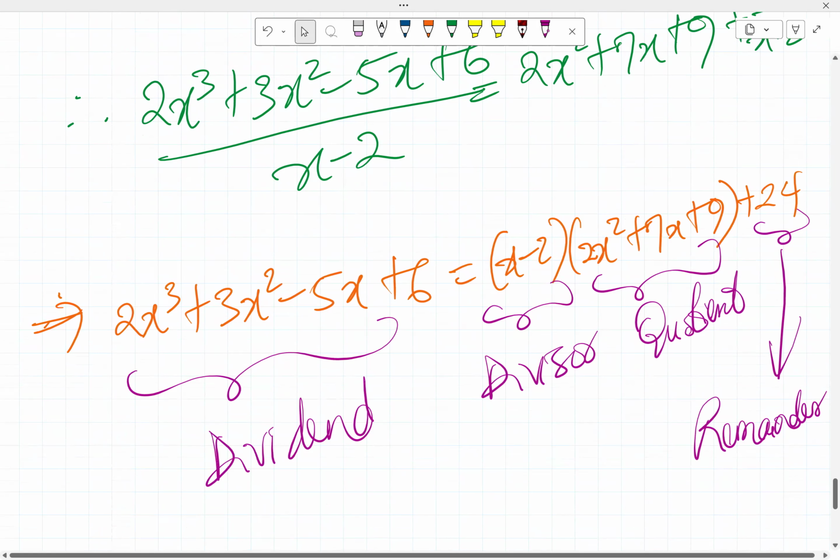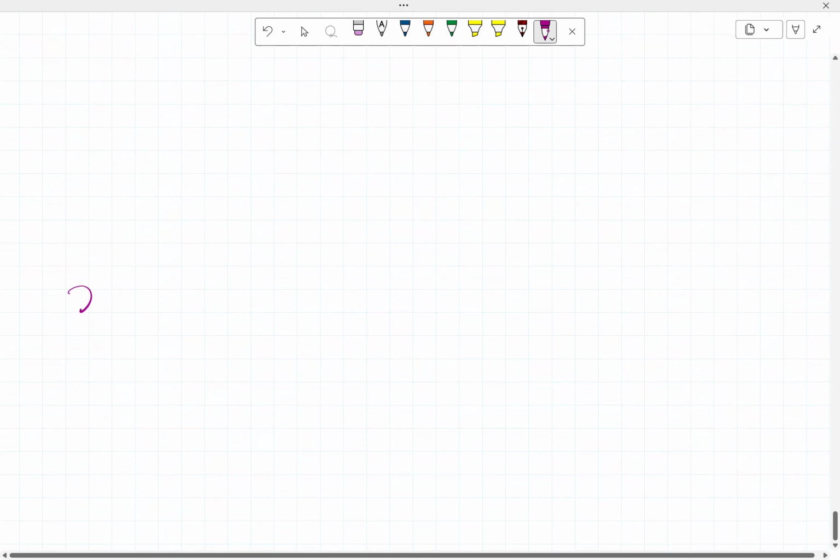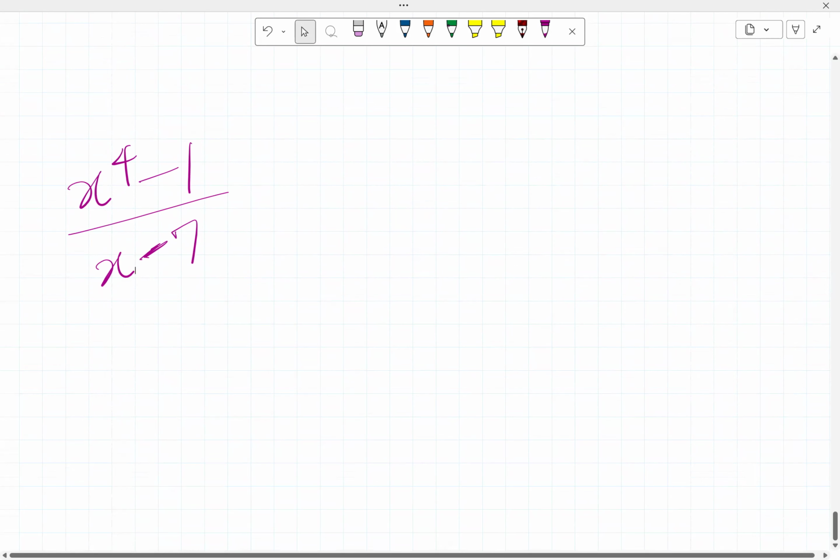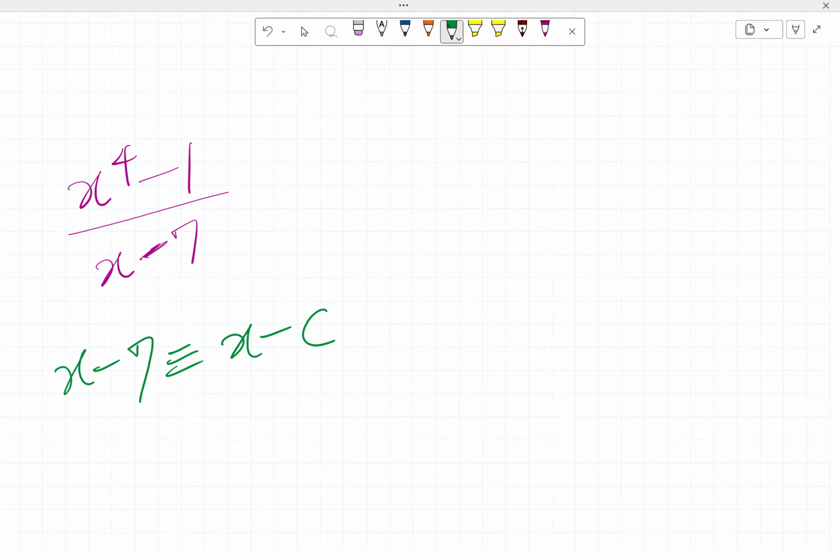So let me do x raised to power 4 minus 1 all over, divided by, let me go for x minus 7, okay? X minus 7. So we can say that x minus 7 is similar to x minus c, okay? That means that c is equal to 7. So our c here is equal to 7.